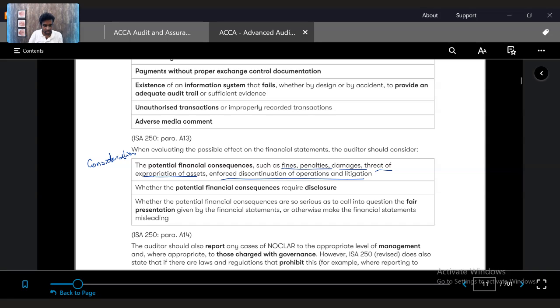If it's a financial consequence, what is the consequence? If it is not a financial consequence, is it an operational consequence? Of course, operational consequences like termination, suspension, etc. of your business and license could affect the company financially as well. Whether the consequence requires a disclosure in the financial statement. So if there is a non-compliance, then that has to be disclosed in the financial statement.